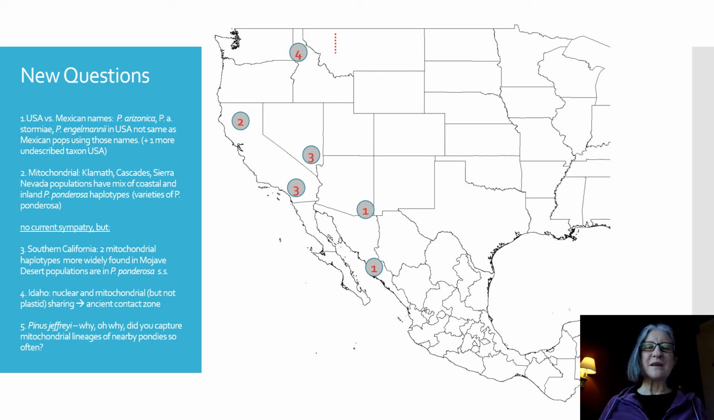We also found a contact zone in Idaho, and in Idaho, interestingly enough, there is nuclear and mitochondrial sharing, but the plastid haplotypes are coherent with other nearby populations. And then, of course, there's Pinus jeffreyi.